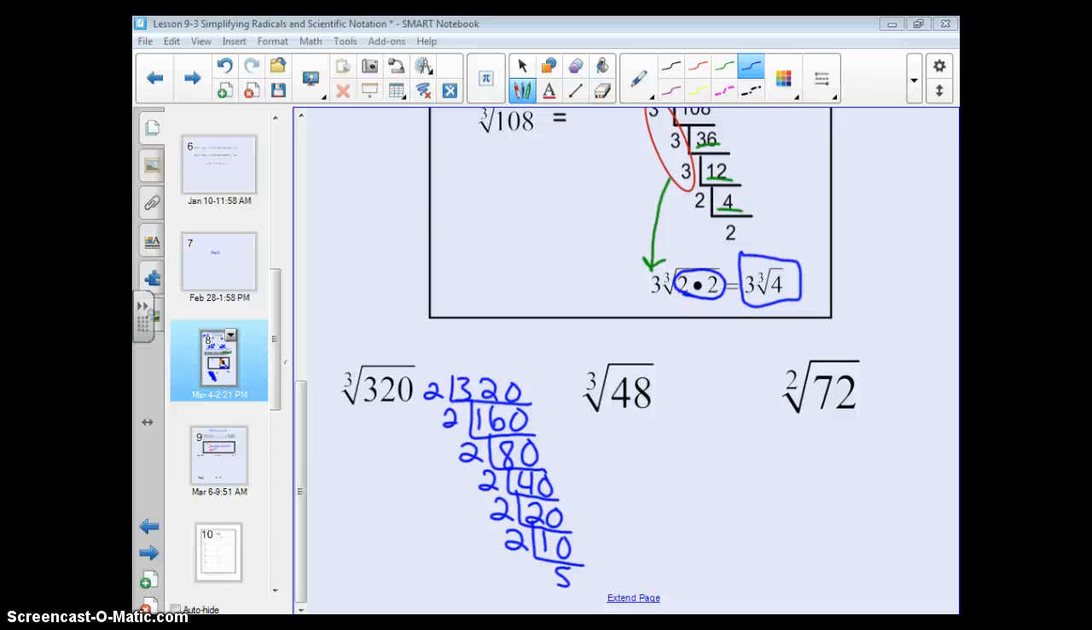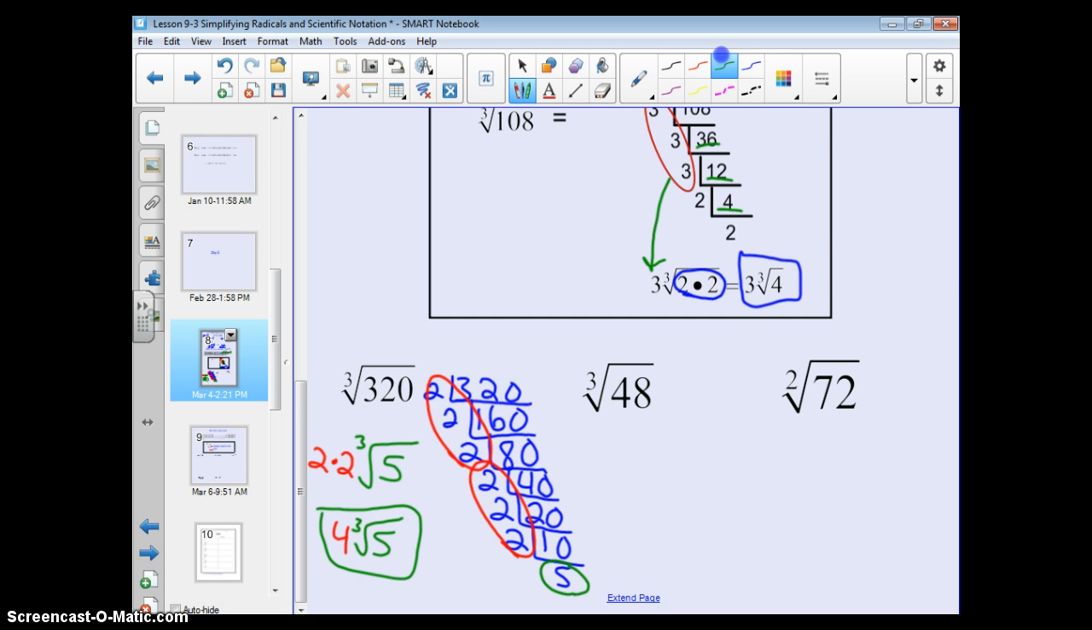So now I want to look for my groups of 3. Well, I have a group of 3 here, so I'll bring that out. And I have a group of 3 2s here, so I'll bring those out. And then left over, I've got this 5. So I'm going to leave that underneath my cube root. And then I'm just going to simplify that 2 times 2. And my final answer would be 4 cube root of 5. And that would be my final answer.